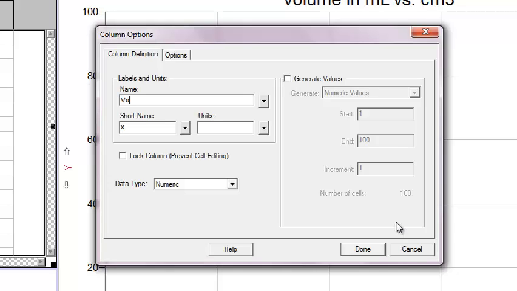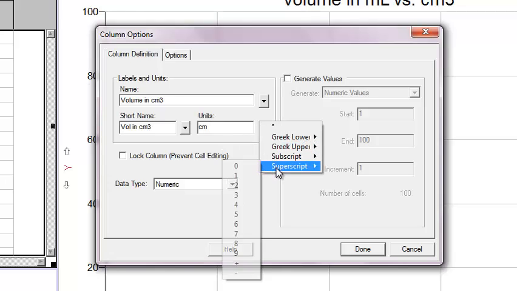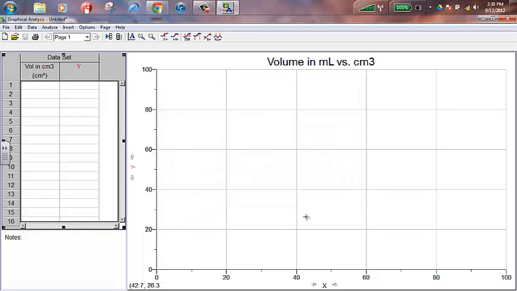I want volume in cubic centimeters to be the x label on the graph, and I'm going to do a short name, and the short name window is what goes up at the top of the column here. So I'm going to put volume in cubic centimeters, and then here I'm going to enter the units, which is cm, and then I want a superscript 3, so I'm going to use this drop-down arrow and choose superscript, then choose the next drop-down menu that comes up, which is 3, and hit done. What you'll notice is that volume in cubic centimeters, and my particular unit, populates there, and then the shortened name populates up here.